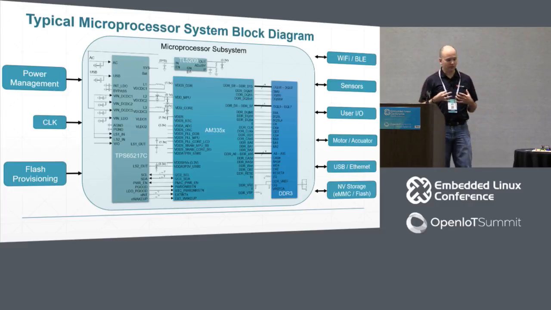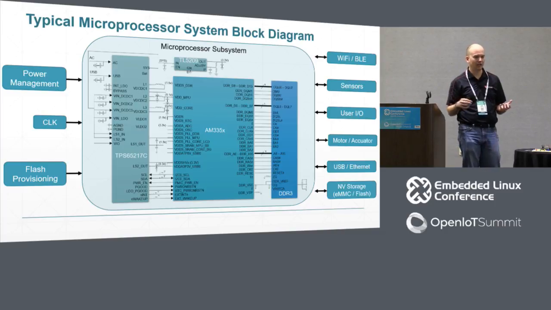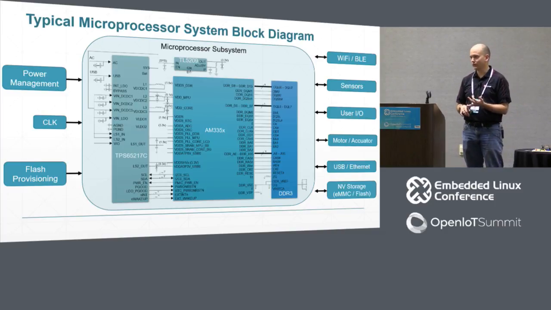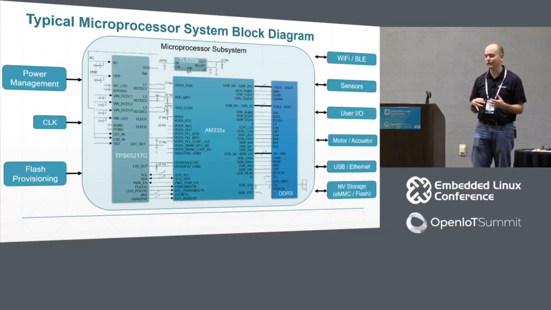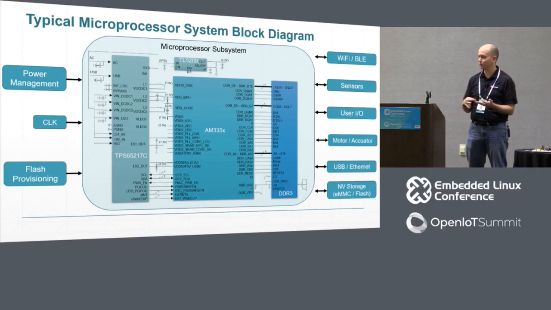Similarly, there's a lot of different power rails that have to happen in today's more complex processors. So not only do you have your I/O voltages, but you have all these core voltages. You want to have these low power systems, so you have a bunch of different voltage rails for different parts of your processor.